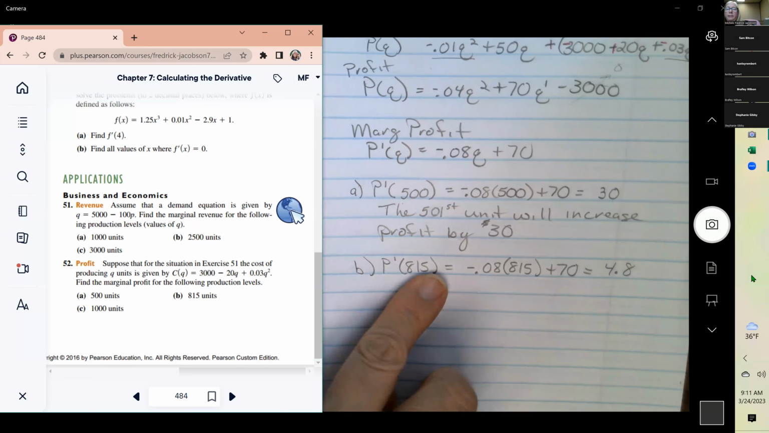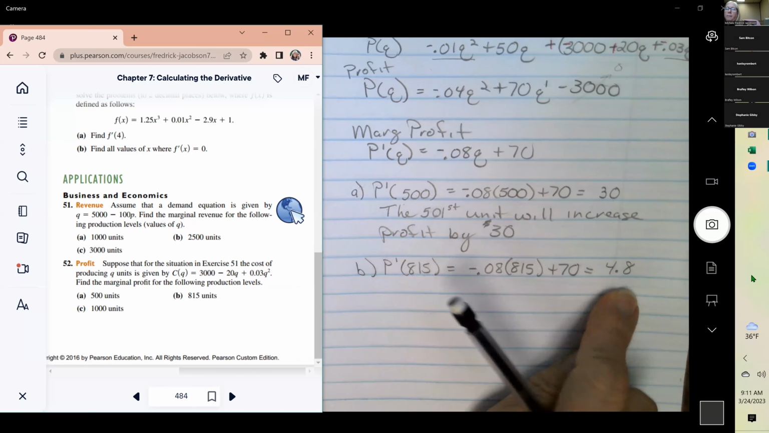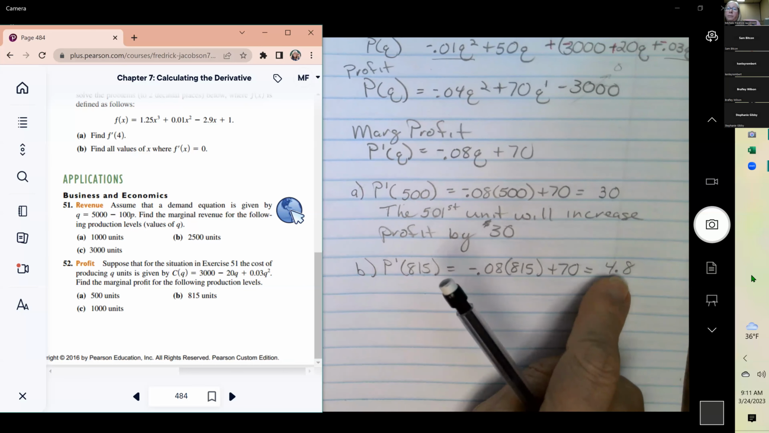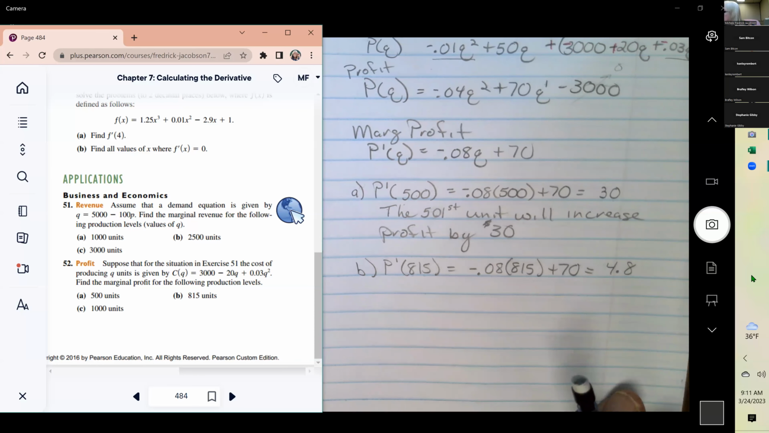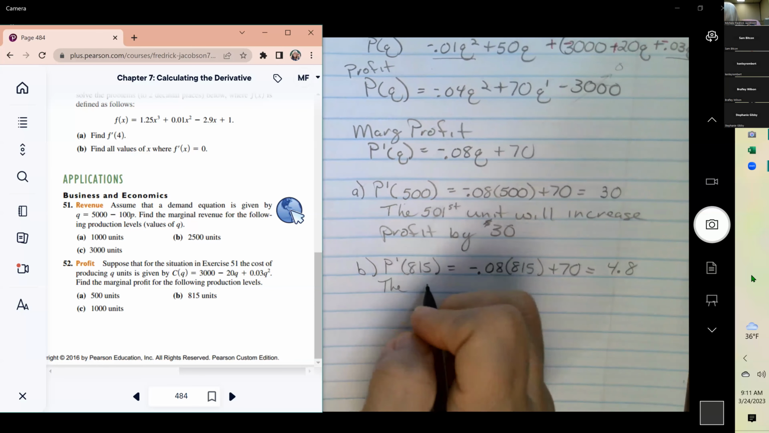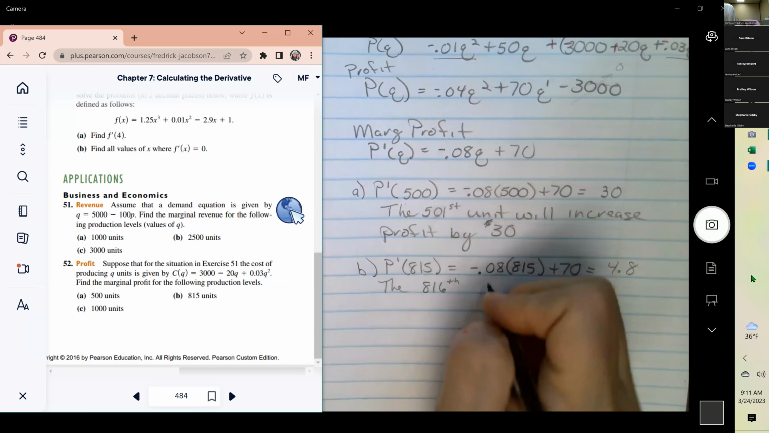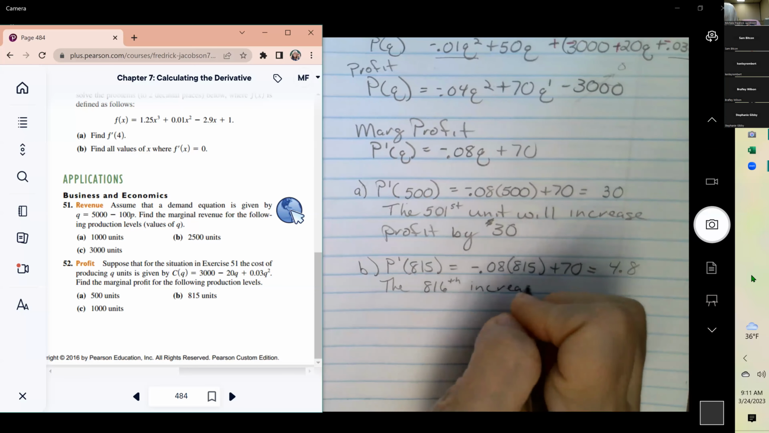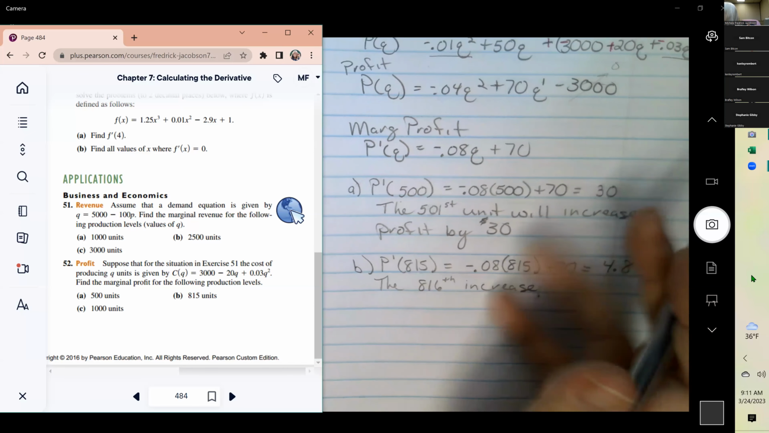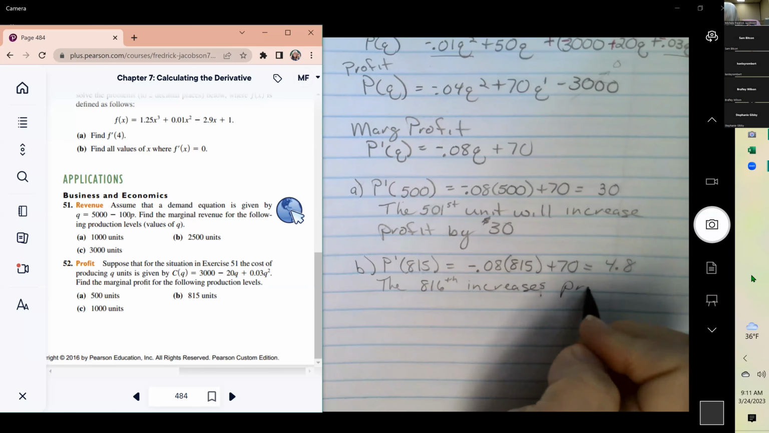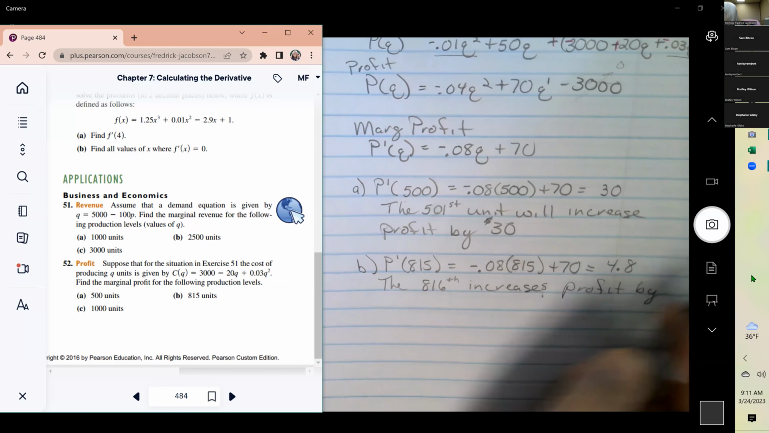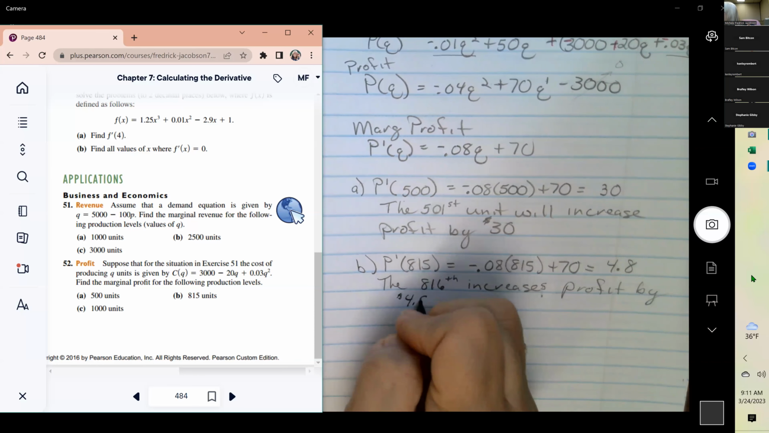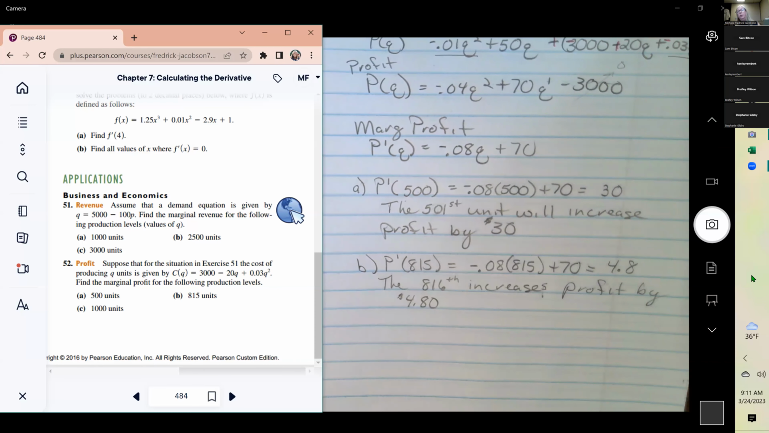Notice at 815, the next one, the 816th one, profits are still increasing, but only by $4.80. So it tells you whether it's increasing or decreasing if you go one more, and by how much.